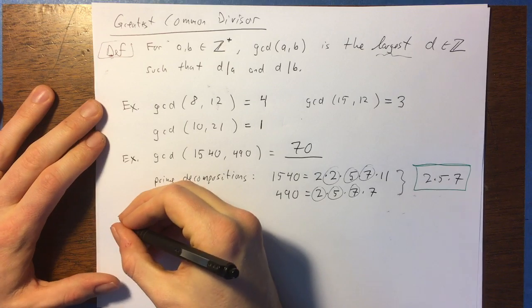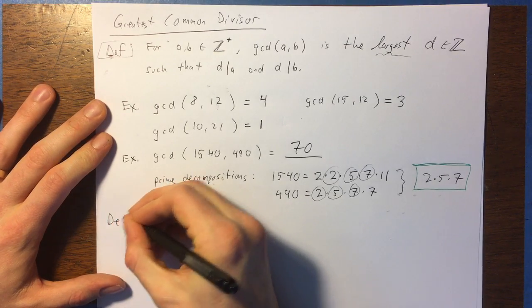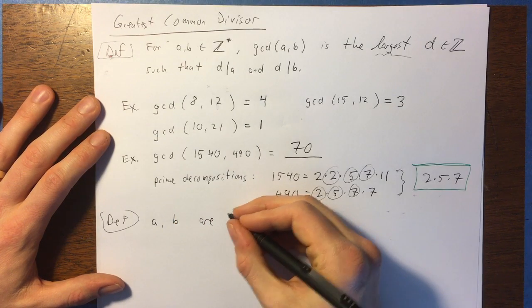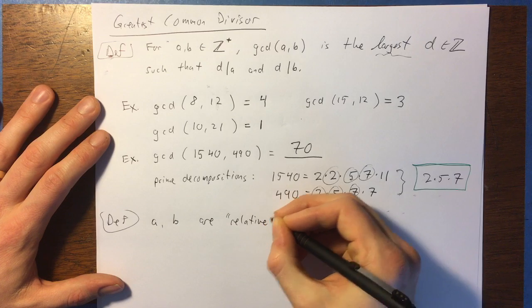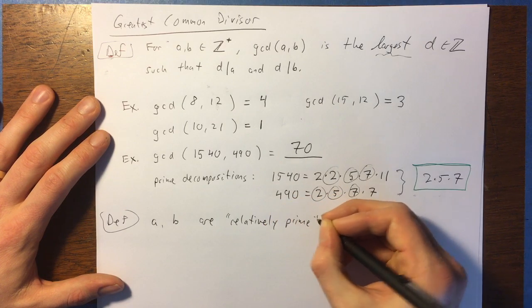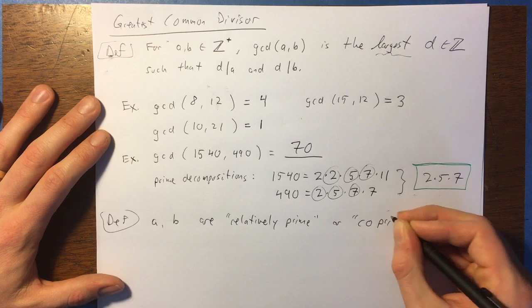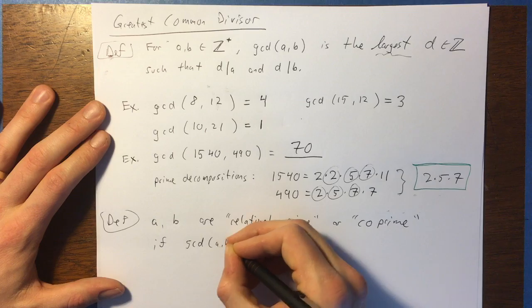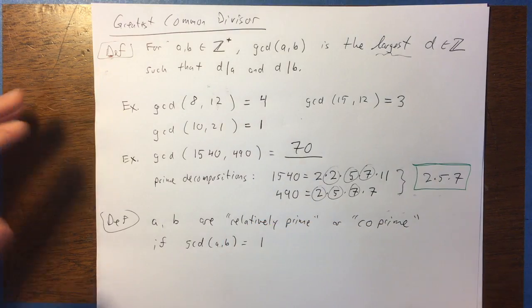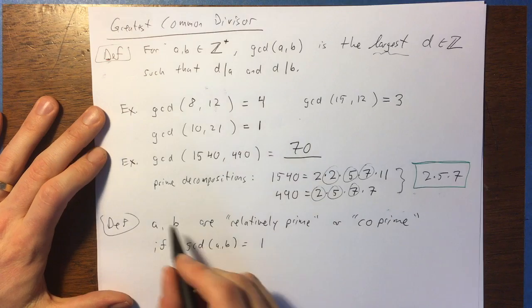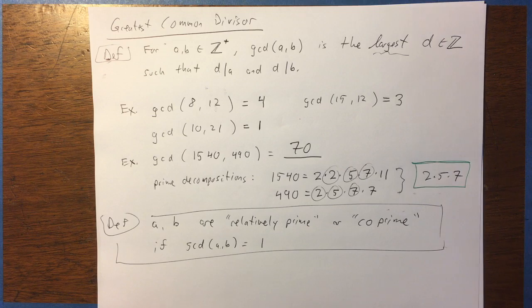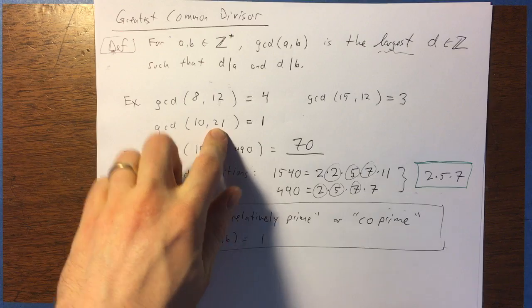Now, real quick, one more definition related to this: a and b are what's called relatively prime, also called co-prime, if their greatest common divisor is 1. So that would be the case of 10 and 21, as I showed earlier. The idea there is that this is not a claim that the numbers a and b are prime. In fact, neither 10 nor 21 is a prime number, right?